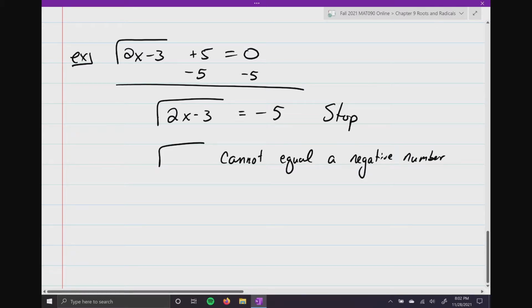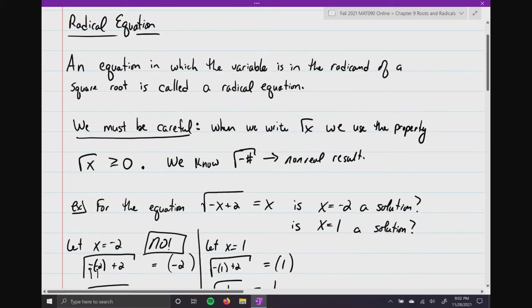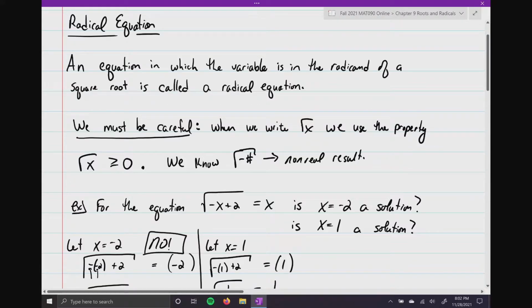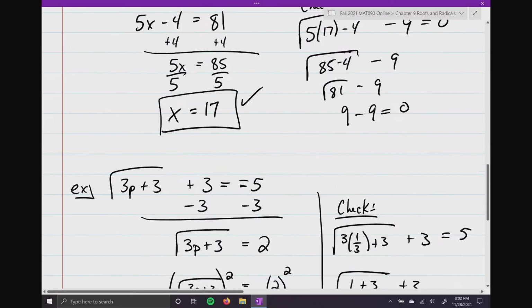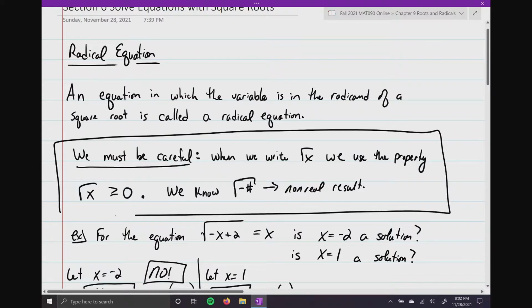Remember, all the way at the beginning, I'm going to scroll up for us so you can see it. All the way at the beginning, we said that we have to be careful. Because when we write the square root of x, we are using the property that the result on the right-hand side has to be 0 or larger. It has to be a non-negative number.